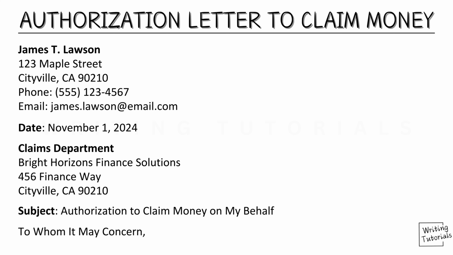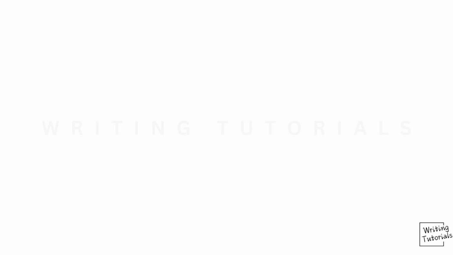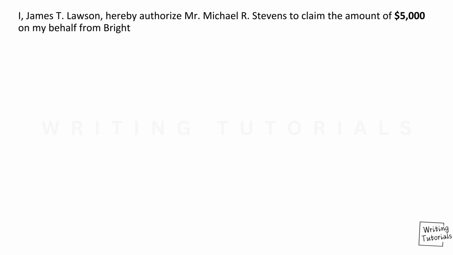Beginning the body of the letter. Alright, now we're getting to the main part, the body of the letter. Start by addressing the company professionally with "To whom it may concern" if you don't have a specific contact person. Then, introduce yourself and explain why you're writing. In this case, we'll say, I, James T. Lawson, hereby authorize Mr. Michael R. Stevens to claim the amount of $5,000 on my behalf from Bright Horizons Finance Solutions.